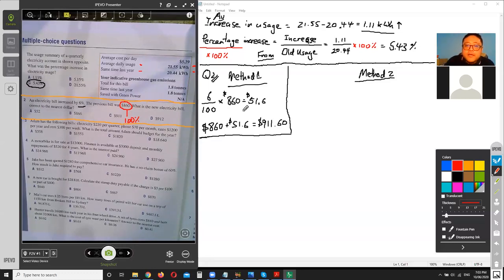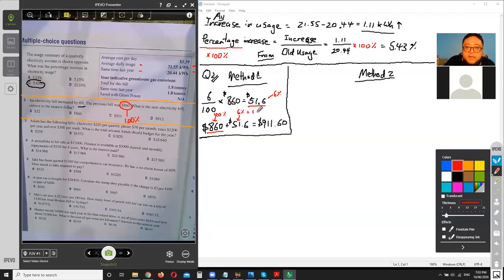So I told you you'd get it. You got the 51.6, which is 6%. And then you've got the 860, which is 100%. Plus this, which is the 6%. Altogether, that gives you what?